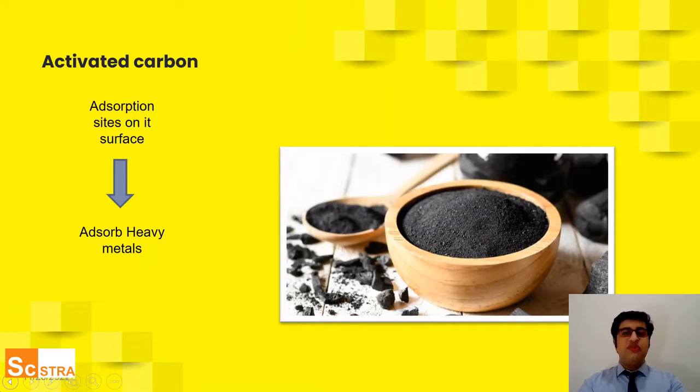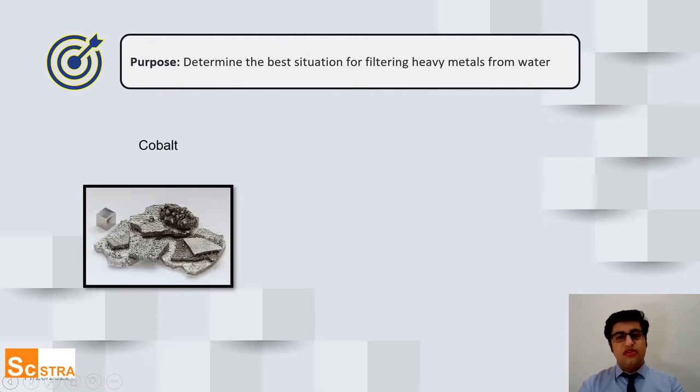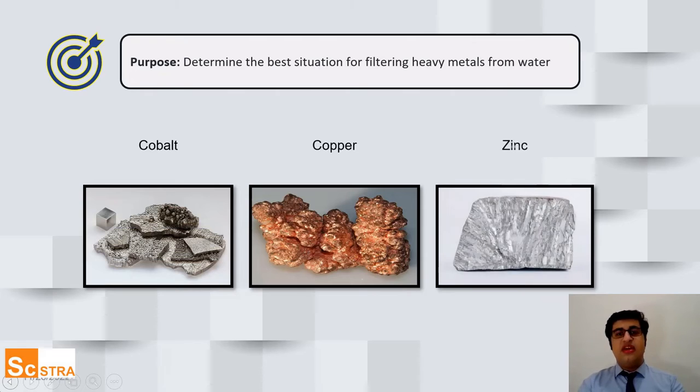One of the ways to remove heavy metals from water is by using activated carbon. Due to adsorption sites on its surface, activated carbon can absorb these metals well and purify water with a high percentage. My article aims to determine the best situation for filtering heavy metals from water or wastewater using activated carbon. For this purpose, three heavy metals, cobalt, copper, and zinc, have been used as representatives of heavy metals. Then four main parameters were examined on them.